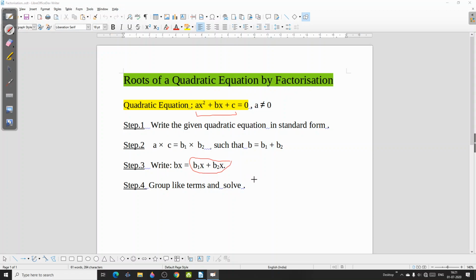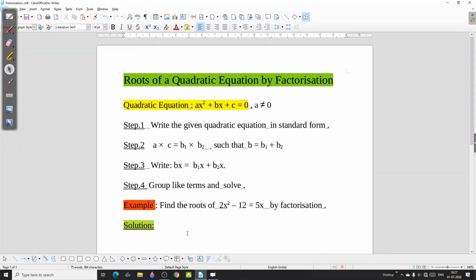The fourth step is to group like terms and solve. So it's not difficult at all. But out of all these steps, the most important ones are the first and second. First, write the equation in standard form, and second, AC equal to b1 into b2. That is, you have to write the product AC as a product of two numbers b1 and b2 such that their sum is equal to the coefficient of the middle term, that is b.